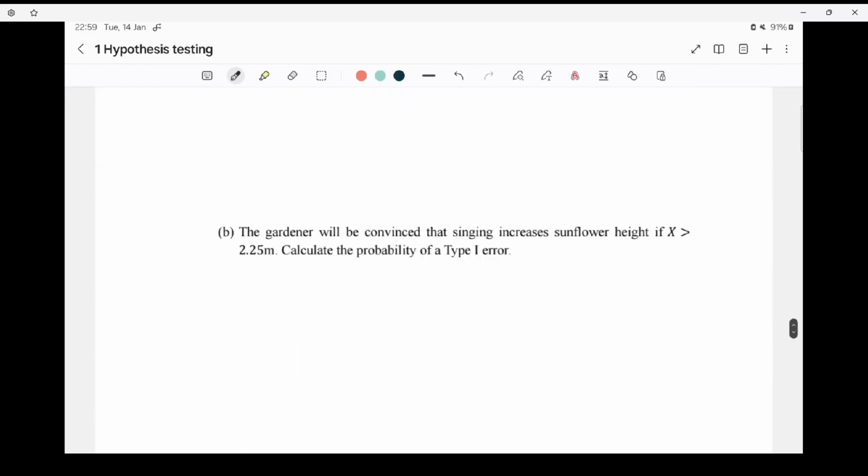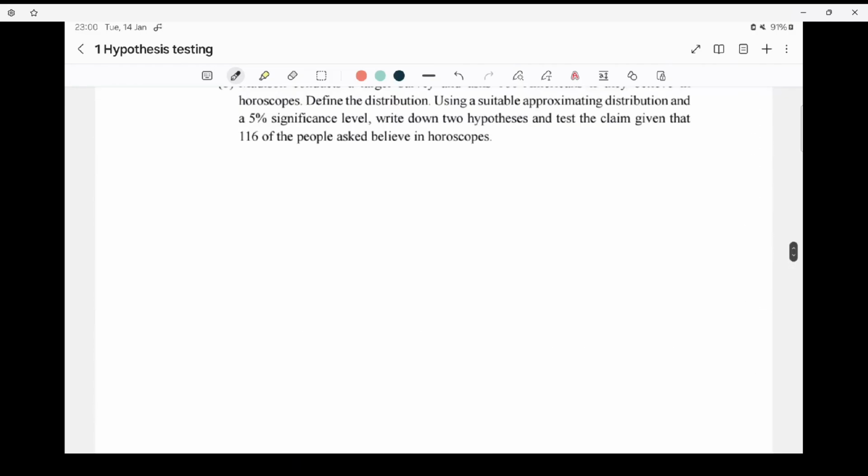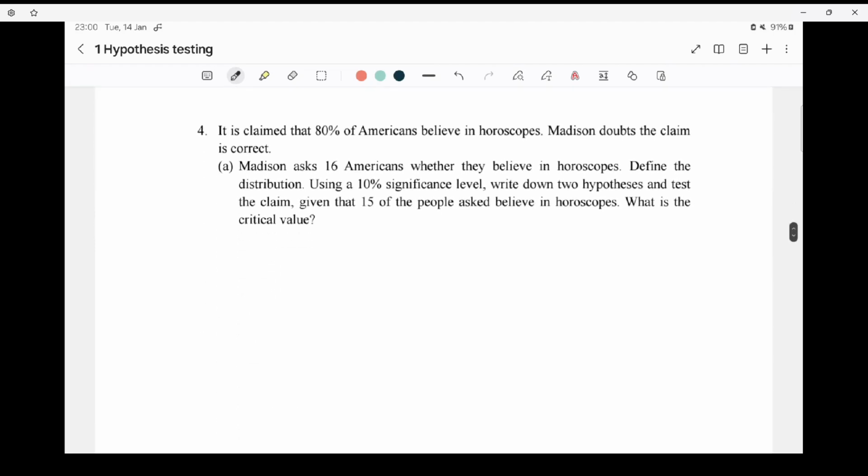So now let's look at one example of a two-tailed test. It is claimed that 80% of Americans believe in horoscopes. Medicine doubts that the claim is correct. So if you read the question, she basically doubts whether it is correct or not. She does not tell you whether this claim is greater or smaller. You are using a 10% significance level and write down two hypotheses, write down the random variables, and so on.